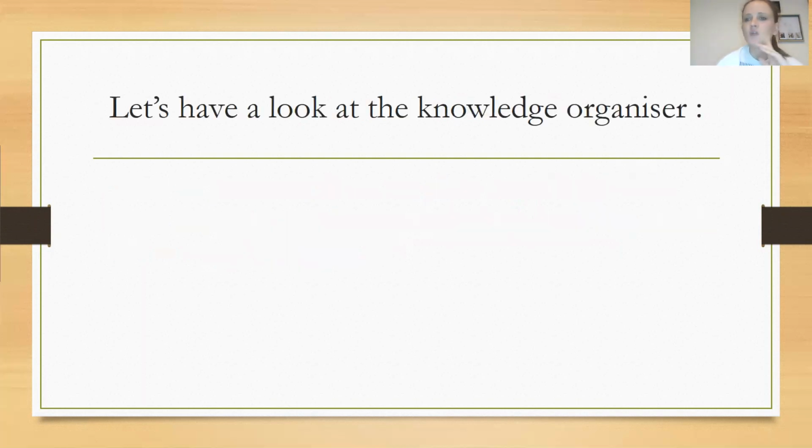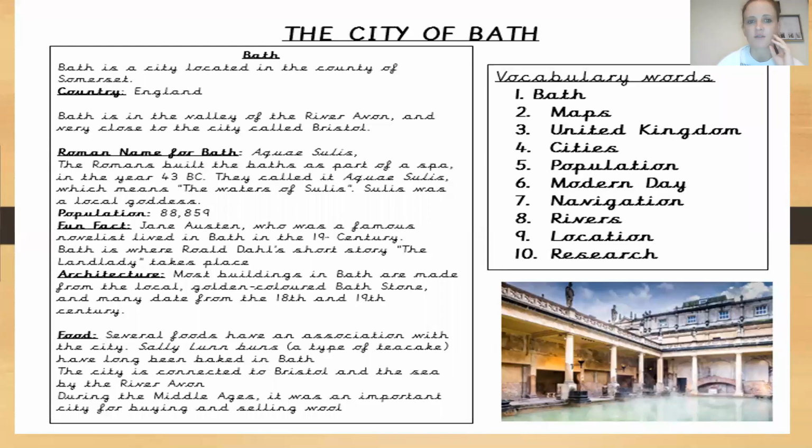So we're going to have a look through the knowledge organizer, and I am going to put the knowledge organizer up on Tapestry for you to refer back to, but this is going to include some facts and the vocabulary words about Bath. So the vocabulary words that we're looking at are Bath, maps, United Kingdom, cities, population, modern day, navigation, rivers, location, and research.